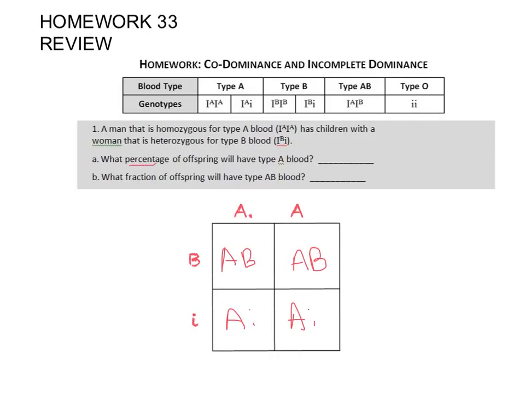What percentage of offspring will have blood type A? So your choices, remember, if it's just an A, then you have 50% over here. Okay? And what fraction will have AB blood type? You have 2 out of 4. So that will reduce down to 1/2. Okay? Simple enough. The hardest part is realizing to ignore the capital I's and just put the A's and the B's.